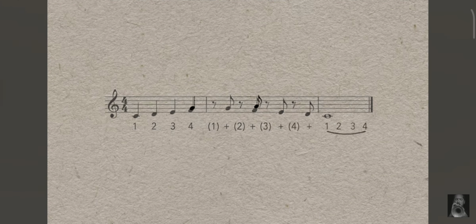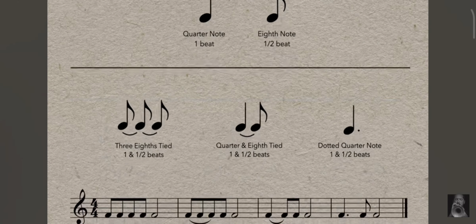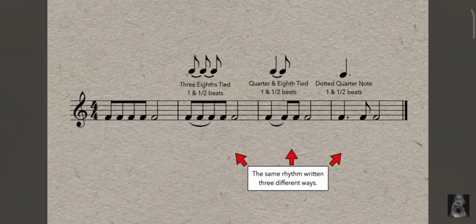Now that we have notes that are a beat and half a beat long, we can have notes that are a beat and a half, either with ties or with a dotted quarter note, but they're all 1.5 beats long. The dotted quarter is probably the most common way to show a beat and a half, but these other versions make the dotted quarter easier to understand at first because they show what's actually going on.